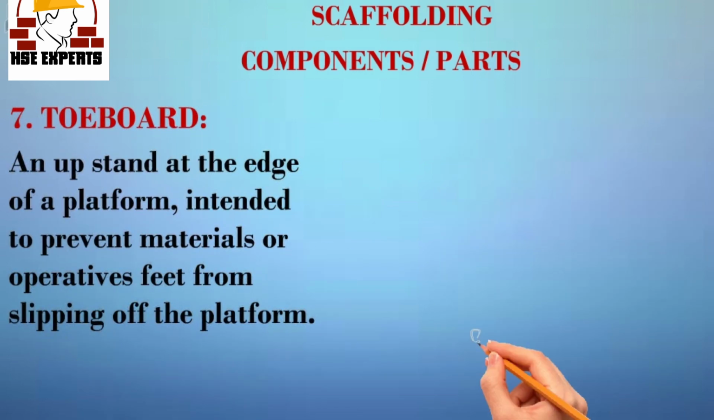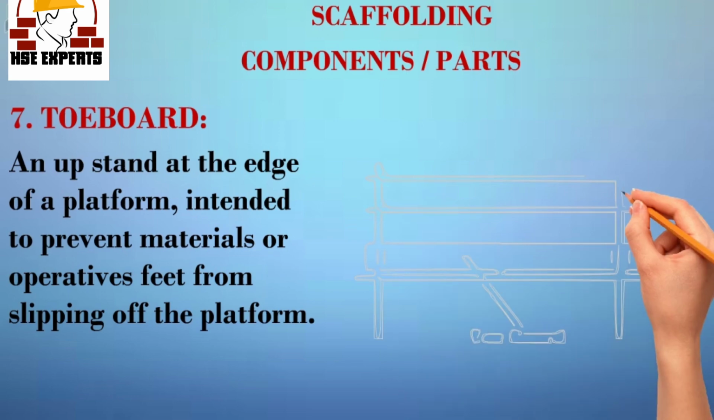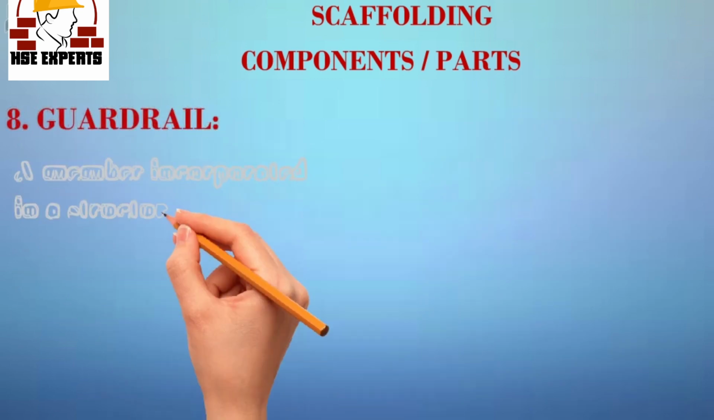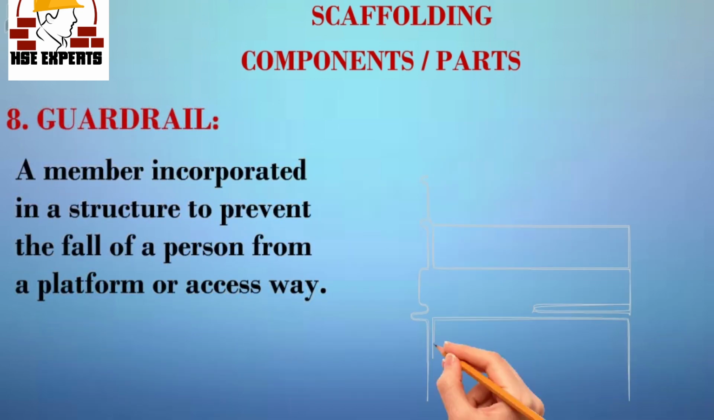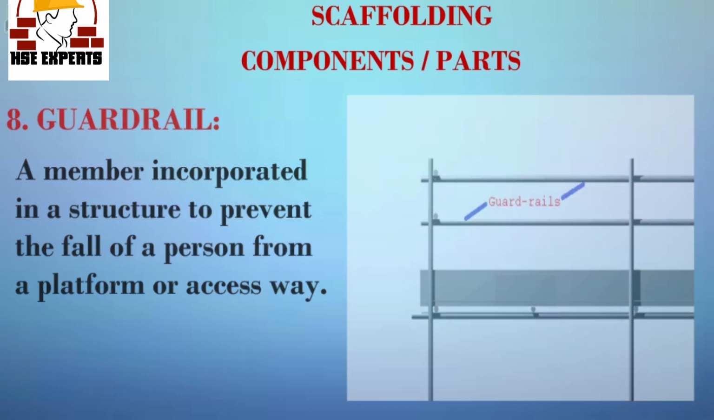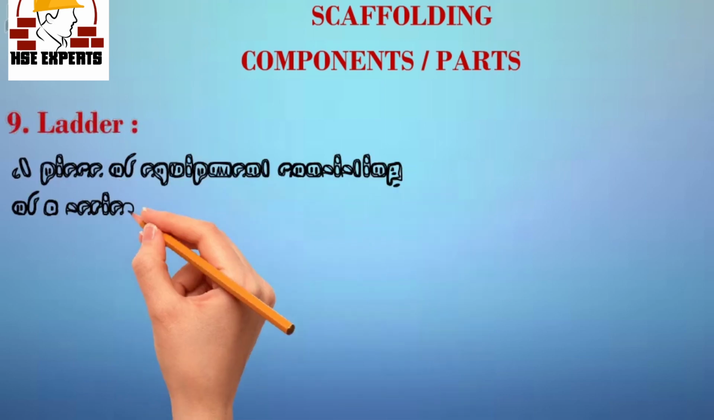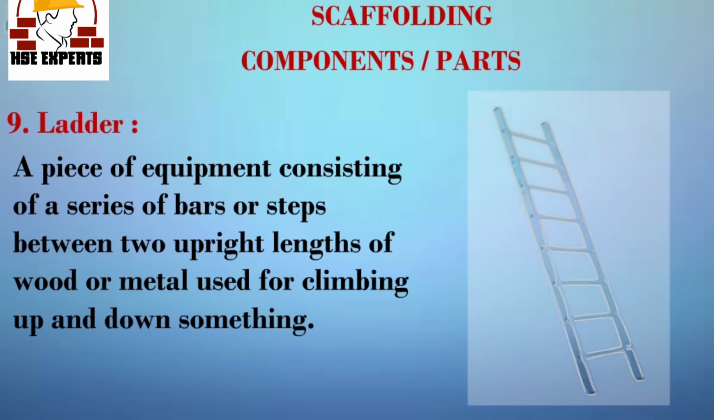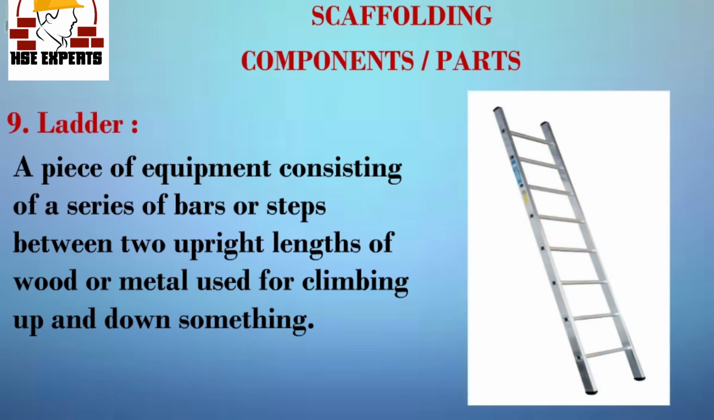Toe board: an upstand at the edge of a platform intended to prevent materials or operatives' feet from slipping off the platform. Guardrail: a member incorporated in a structure to prevent the fall of a person from a platform or accessway. Ladder: a piece of equipment consisting of a series of bars or steps between two upright lengths of wood or metal used for climbing up and down something.